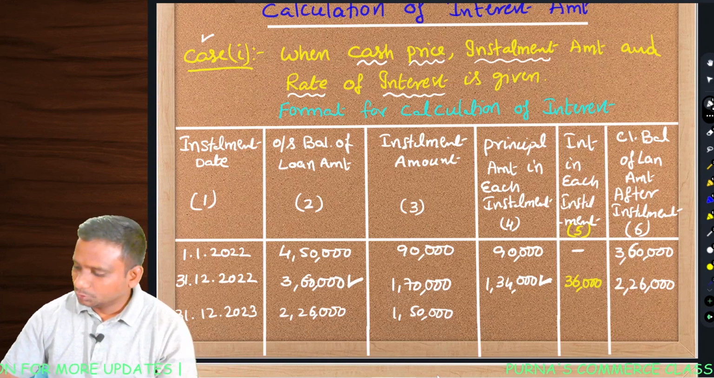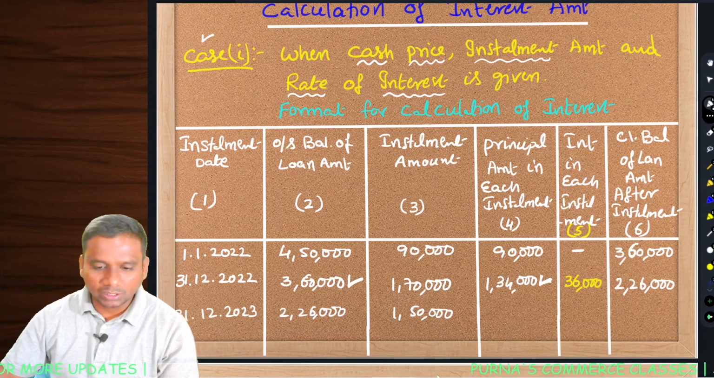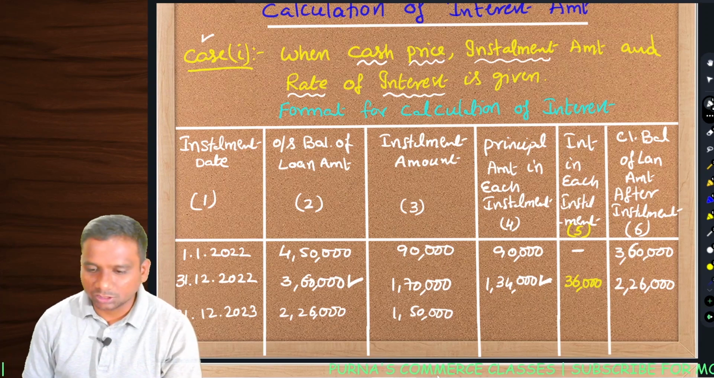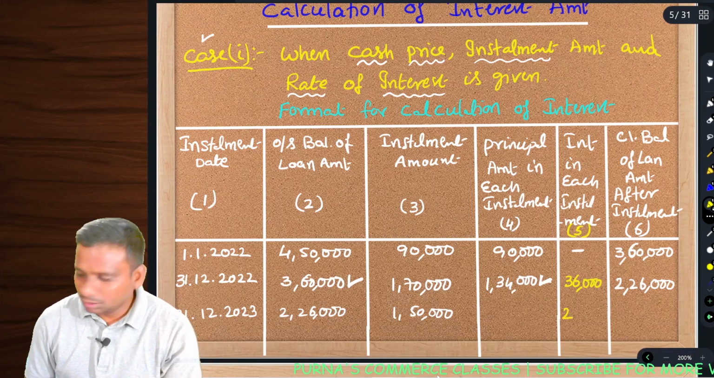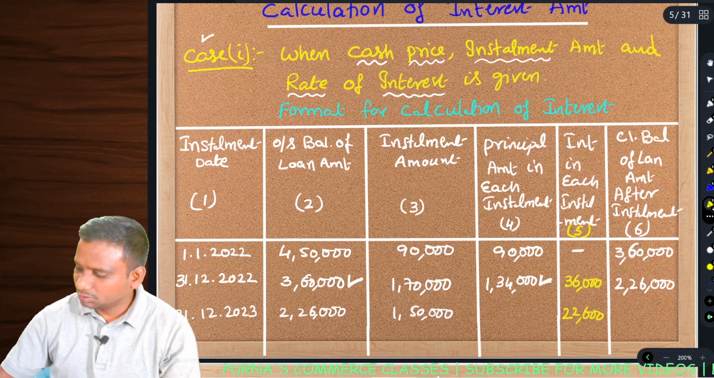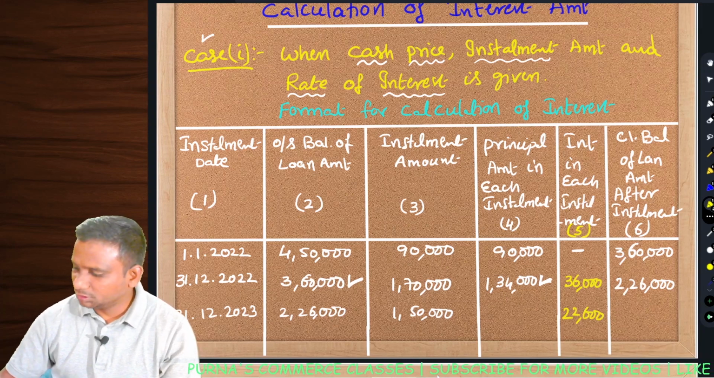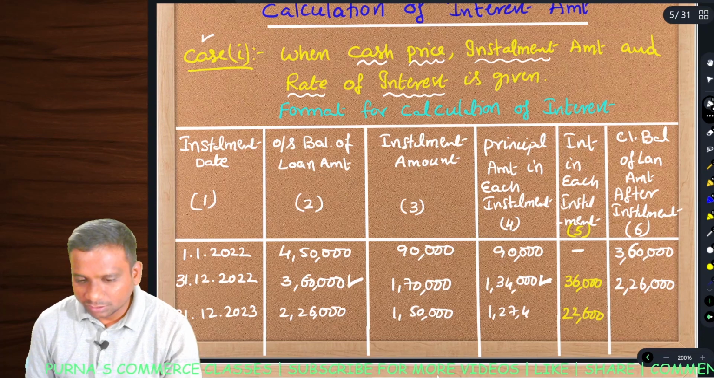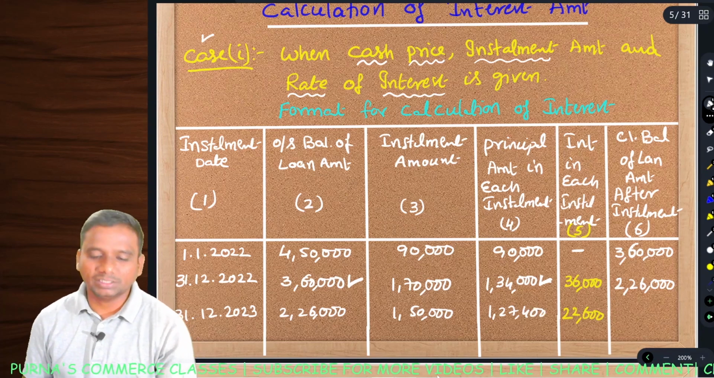Now look at it. Out of 1,50,000, first calculate the interest portion. Interest is always calculated on the outstanding amount. So 2,26,000 into 10% comes to 22,600. So out of 1,50,000, how much is interest? 22,600. Now 1,27,400 is towards the principal amount.